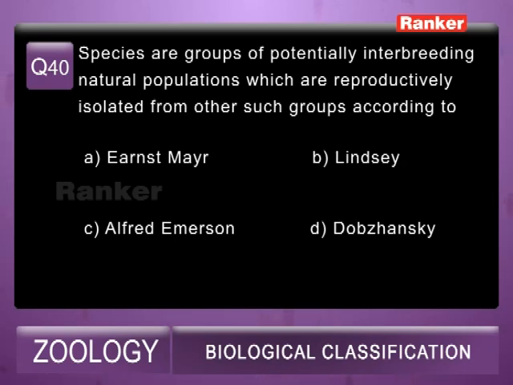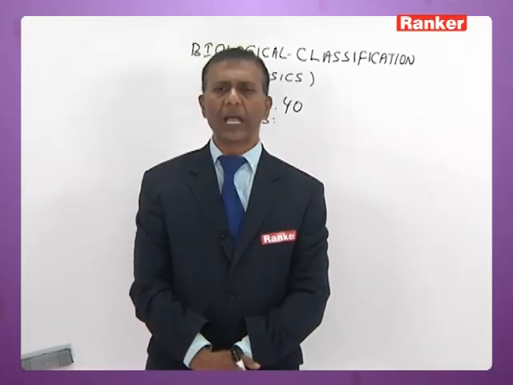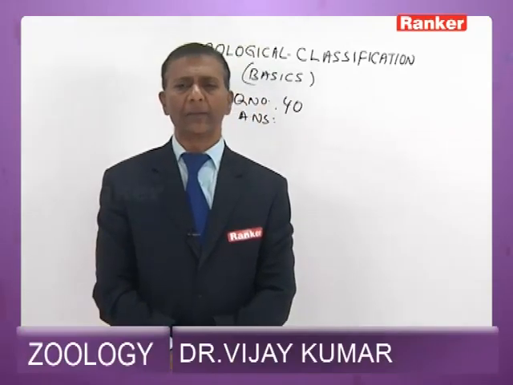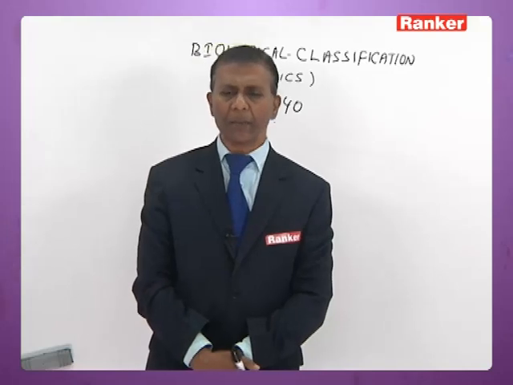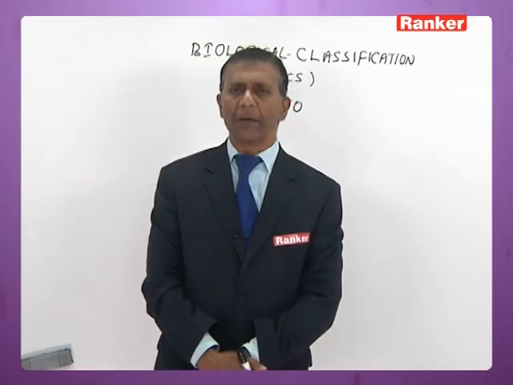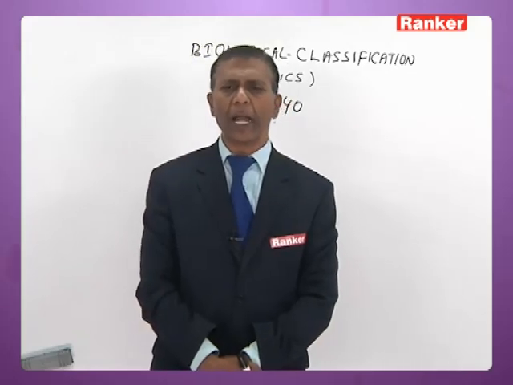Now the 40th question here. Species are groups of potentially interbreeding natural populations which are reproductively isolated from other such groups, according to A, Ernst Mayr, B, Lindsay, C, Alfred Emerson, D, Dobzhansky. Among these, we have discussed this already. Alfred Emerson defined species as a genetically distinctive and reproductively isolated group. According to Dobzhansky, species is the Mendelian population. According to Lindsay, it is an aggregation of closely related individuals with slight morphological differences. According to Ernst Mayr, it is a potentially interbreeding and reproductively isolated group.